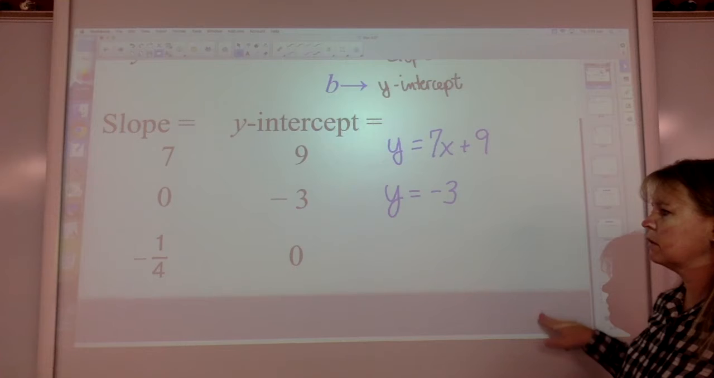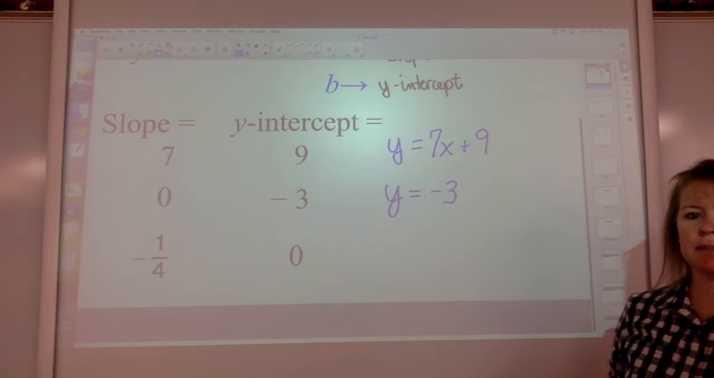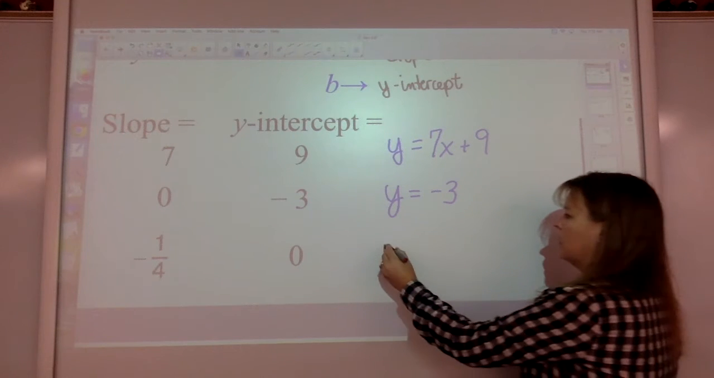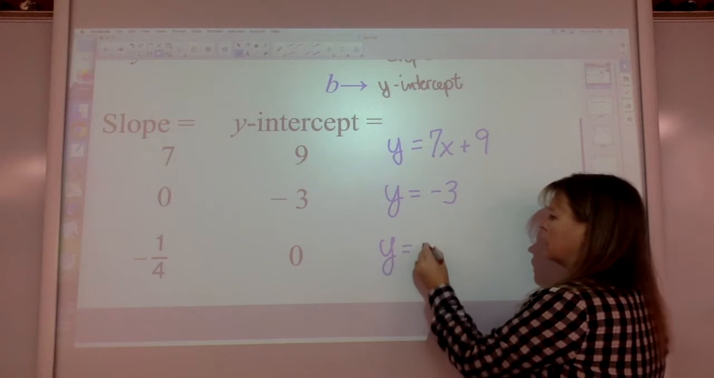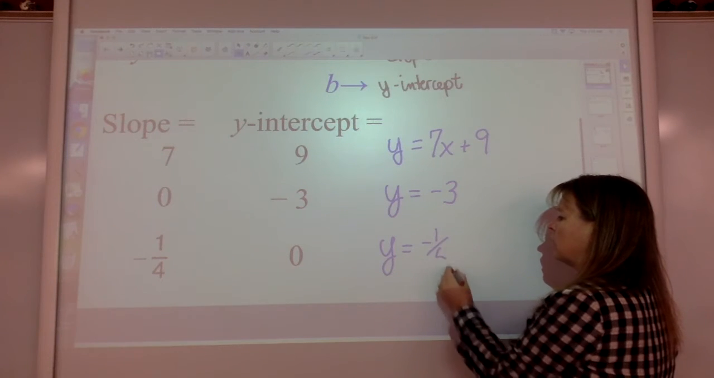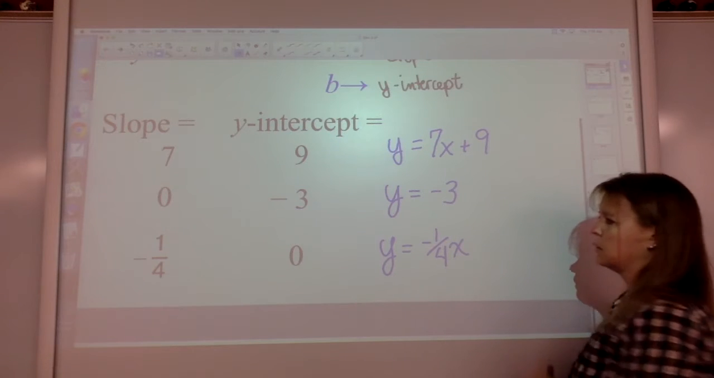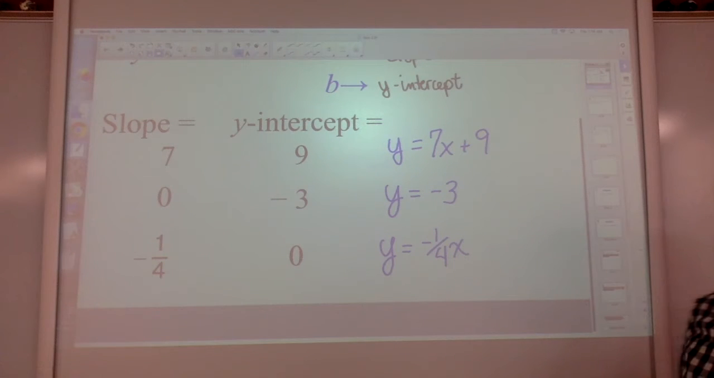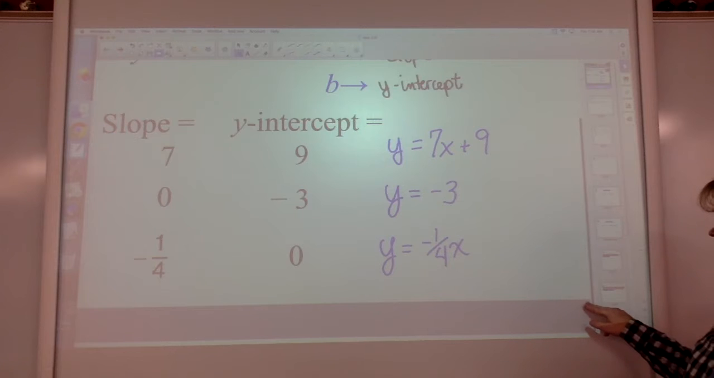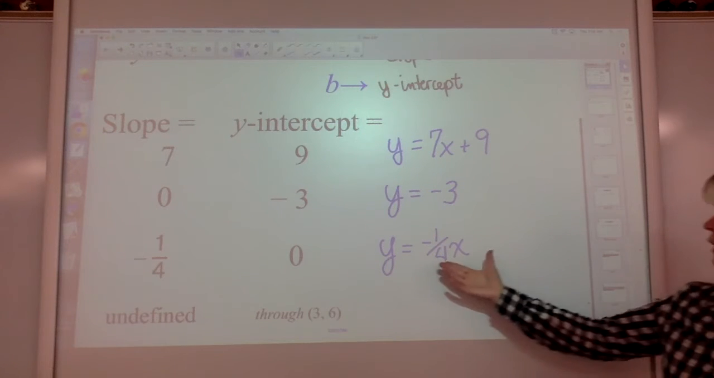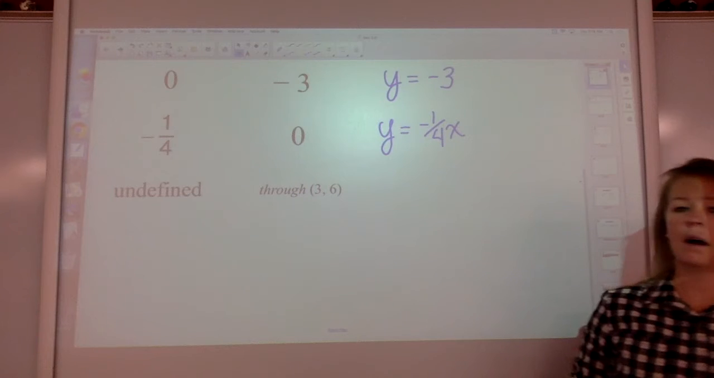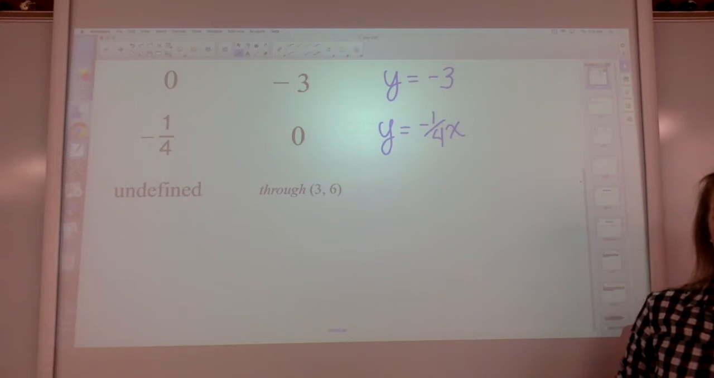In the reverse order, this time your intercept is 0, but you do have a slope. So you have y equals negative 1/4. And to be sure that you know that it's the slope and not the intercept, of course, include the x in there. Y equals negative 1/4 x, which shows that it is a line with a slope.